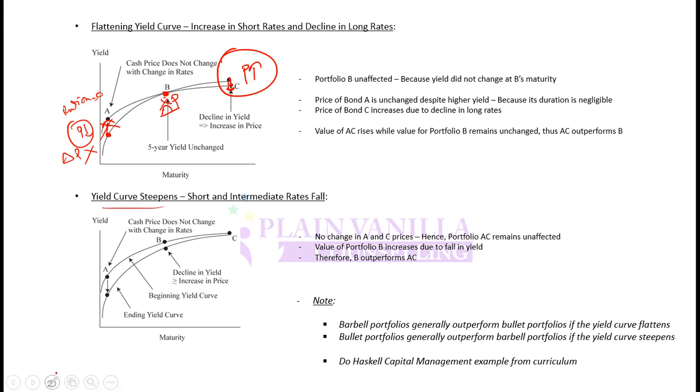Yield curve steepens, short and intermediate rates fall. So yield curve is steepening. How? Long rate is the same. At short end and middle end, the rates have fallen.